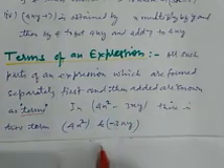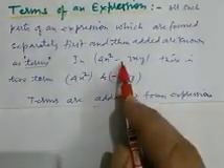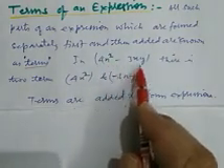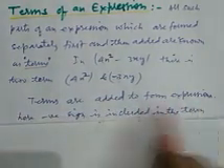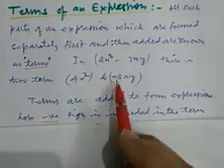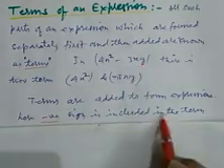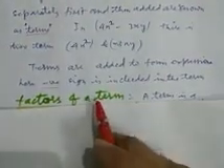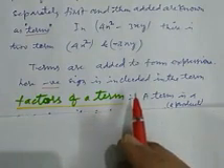There are two terms. These terms are added. 4x square is added with minus 3xy, so we get 4x square minus 3xy. Terms are added to form expressions. Here the negative sign is included in the term. Now one more topic is factors of a term.